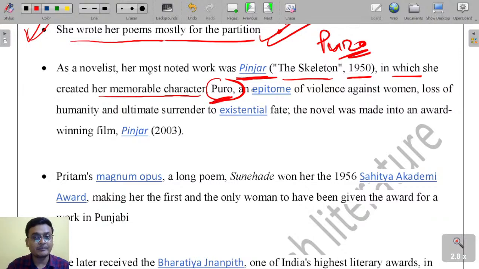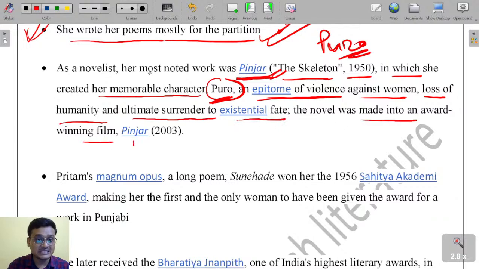So Puro, the character, appeared in this novel Pinjar, who was an epitome of violence against women, loss of humility, and ultimate surrender to existential fate. The novel was made into an award-winning film, Pinjar. This novel was made into an award-winning film, Pinjar, in 2003.